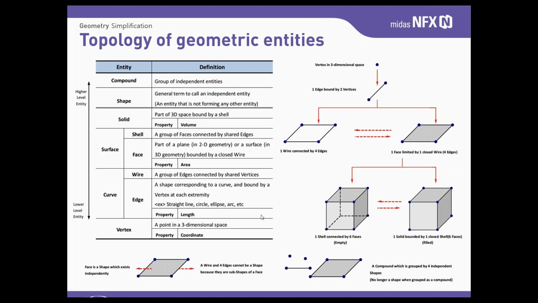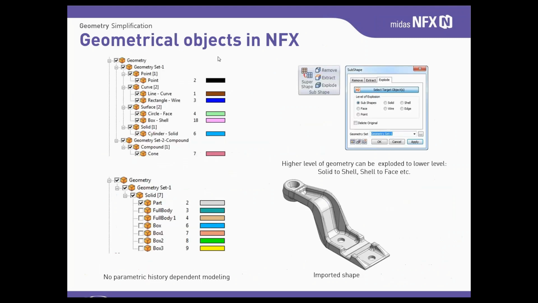Again, the most interesting thing is to know how the lower level topological information is stored compared to the higher level entity. If you look at the midas NFX tree, you will see that the geometry created is stored independently. You can find information about the history of your modeling, but in this case, this is not parametric history modeling. Each lower level shape can be stored in the way you started to create your shape.